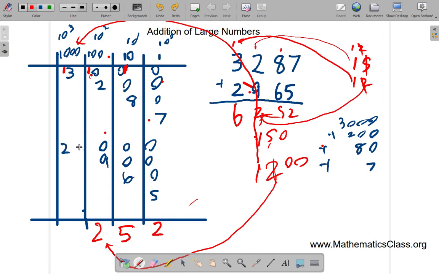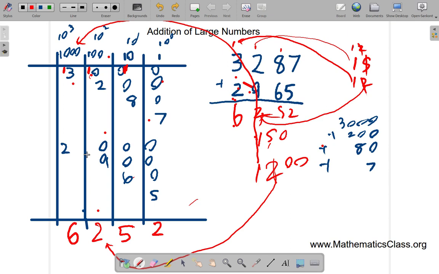These are thousands now. When you said 3 plus 2 is 5 and 1 is 6, it's really 3000 plus 2000 plus 1000 you're doing. 2000 plus 3000 is 5000 plus 1 more 1000 gives you 6000. So when you add 3287 to 2965, you get 6252.